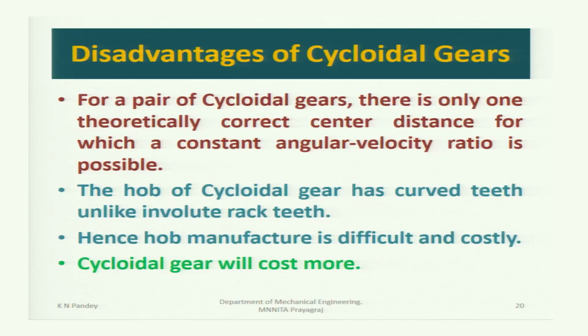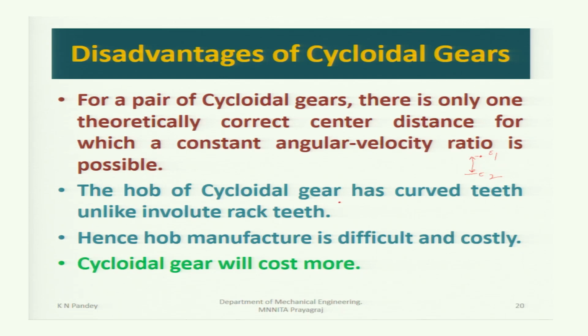Now, disadvantages of cycloidal gear are, for a pair of cycloidal gears, there is only one theoretically correct center distance for which a constant velocity ratio is obtained. It means the center distance O1 and O2 must be fixed. If there is some slight change in this center distance, then the cycloidal profile will not satisfy the fundamental law of gearing and you will not get a uniform velocity ratio.